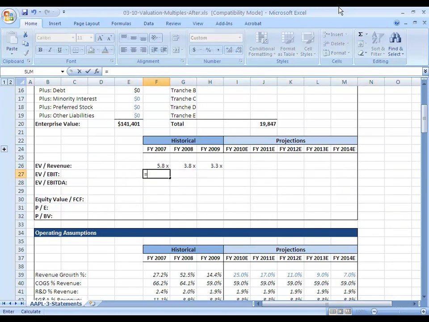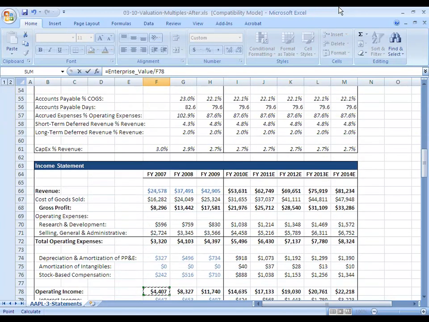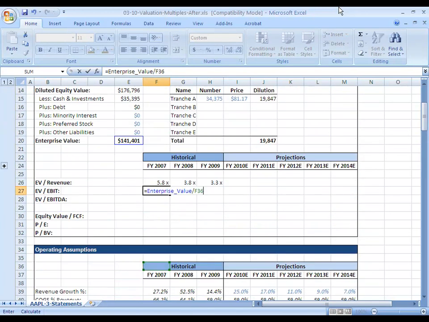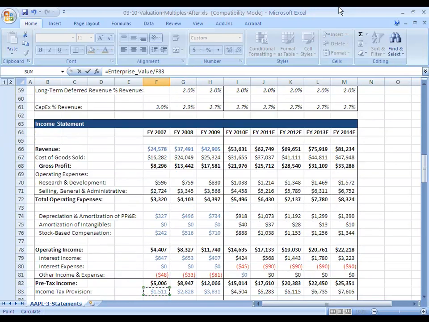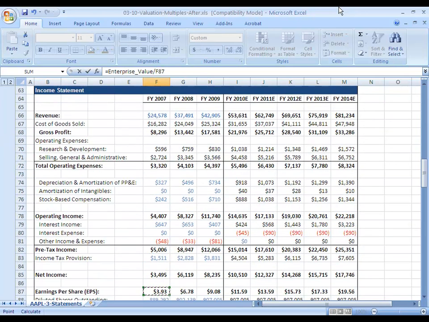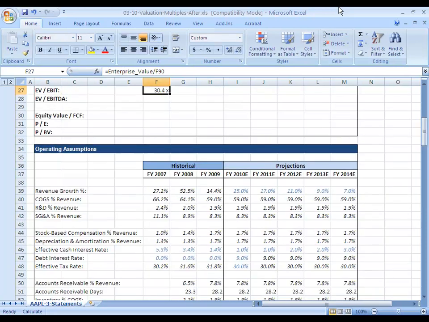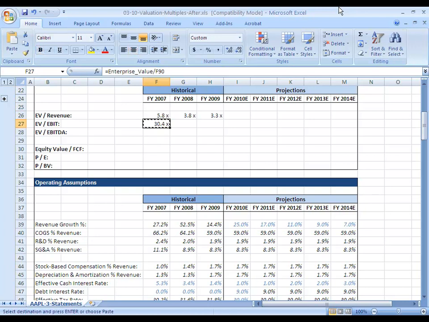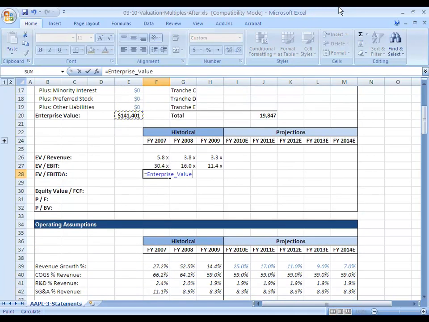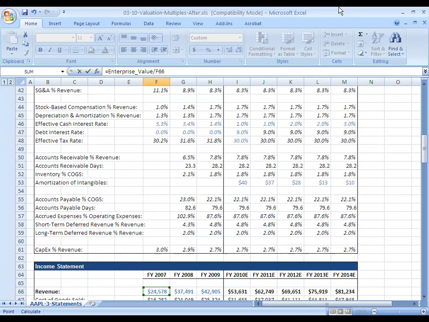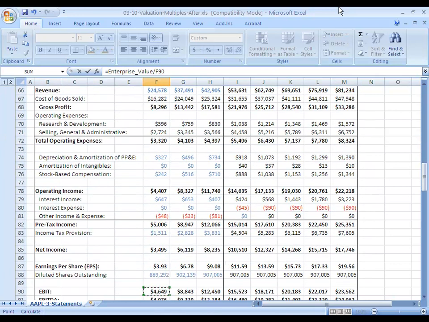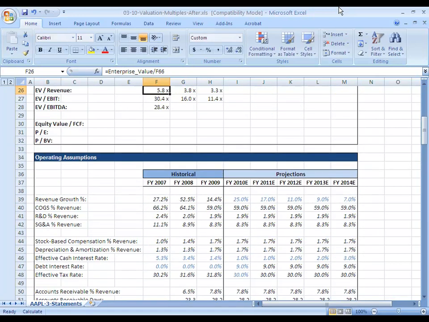For EV over EBIT, once again, this one is fairly simple mechanically. We're just going to take our enterprise value and then go down to our income statement. Remember that we want to divide not by operating income here, but instead by our EBIT calculation. The difference is that EBIT takes out stock-based compensation. So we have that, and I can copy that across with Alt-ESF. And then for EV over EBITDA, once again, I'm going to take enterprise value, go down to our income statement, and then divide by EBITDA right here. Copy this across with Alt-ESF.